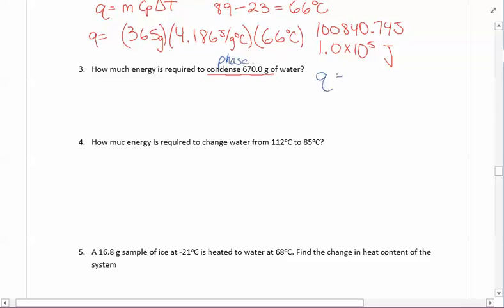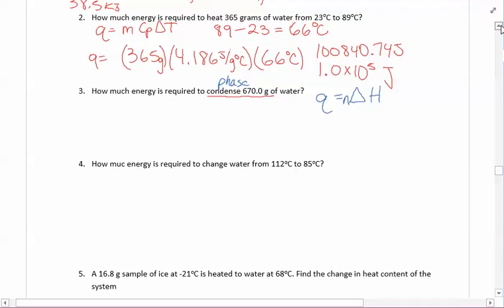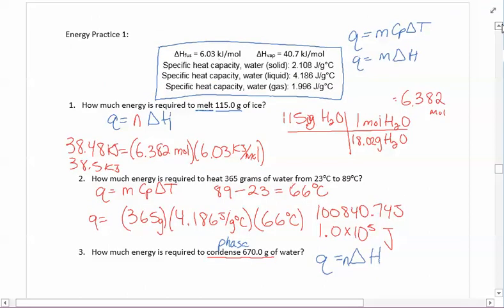For our problems, phase changes are going to use Q is equal to n delta H. There should be an n there. The reason we're using n delta H is because the values that were provided to us were given in kilojoules per mole. So since they're per mole, we have to make sure our units are canceling.